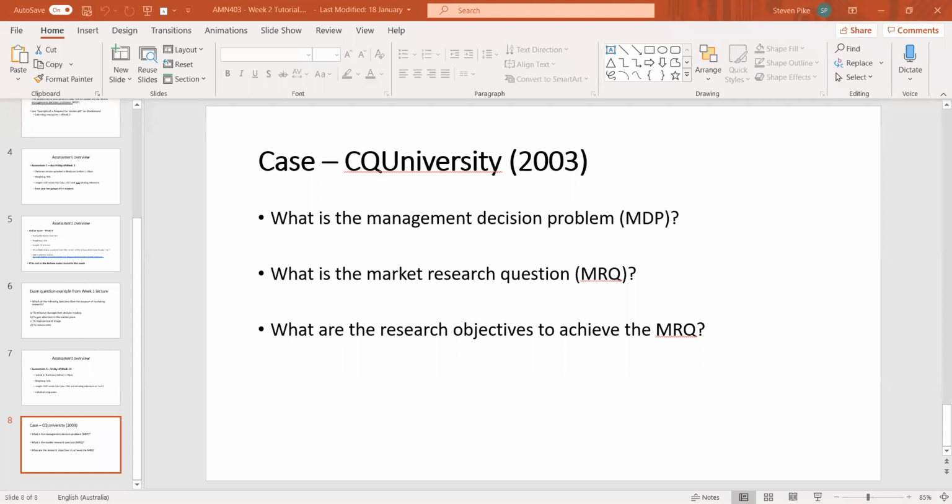don't understand. So it's very important that you recognize that the MDP can only come from the information presented in that case. Now, in this case, CQ University, there are mentioned there about small campus and some other problems, but we don't know at this stage until we conduct research what is the actual problem. So we actually need to go out and talk to Year 12 students to work out why they're not selecting CQ Bundaberg. We can't assume it's because of the location or small size campus and so forth.